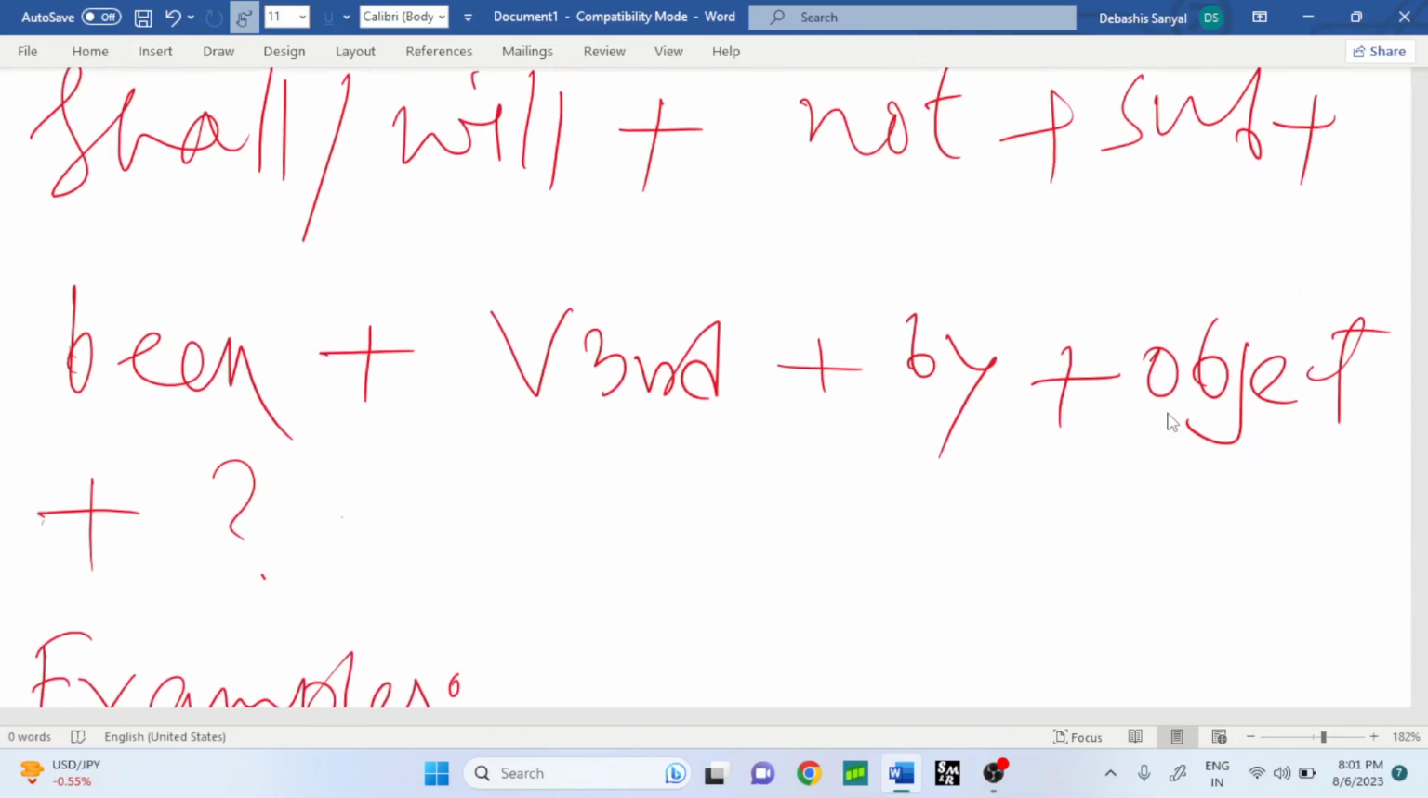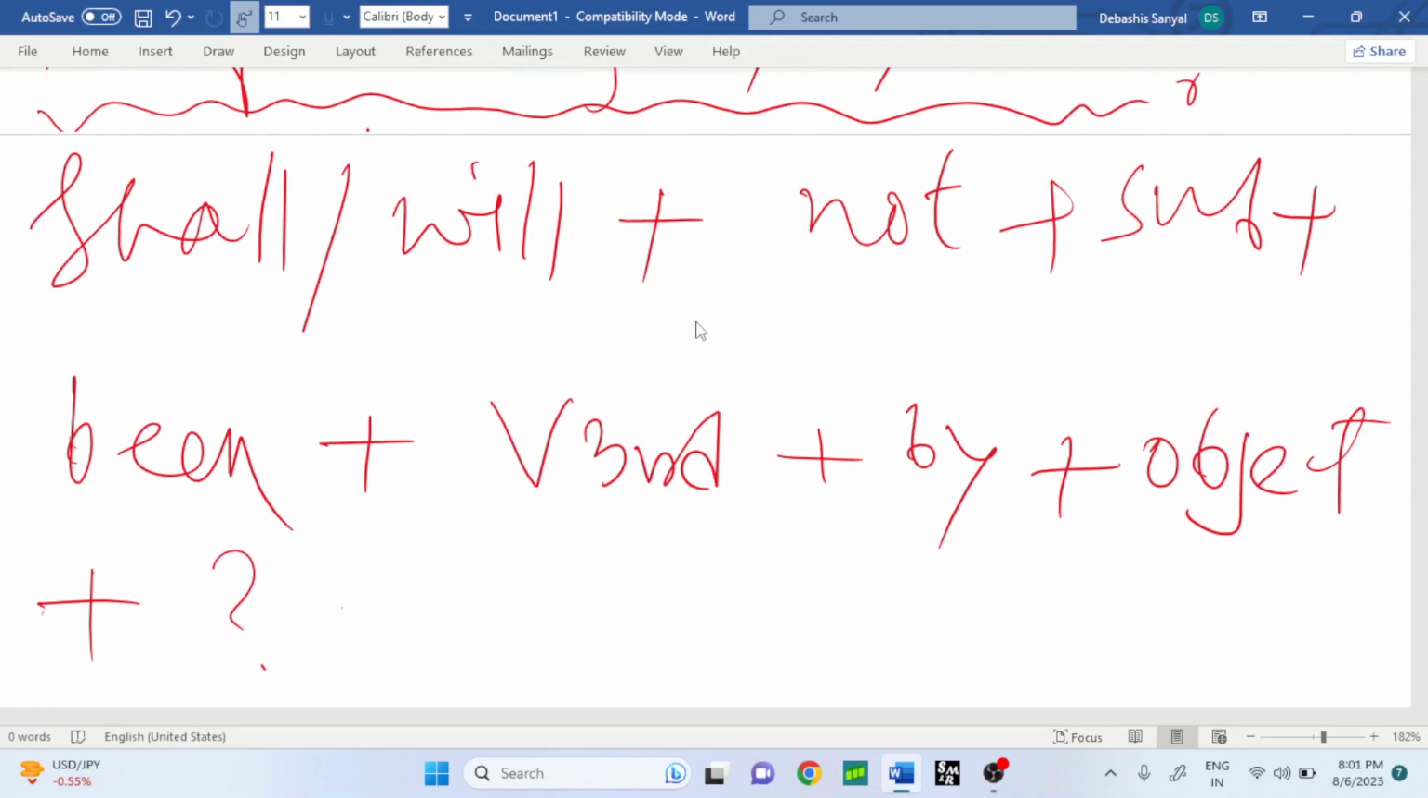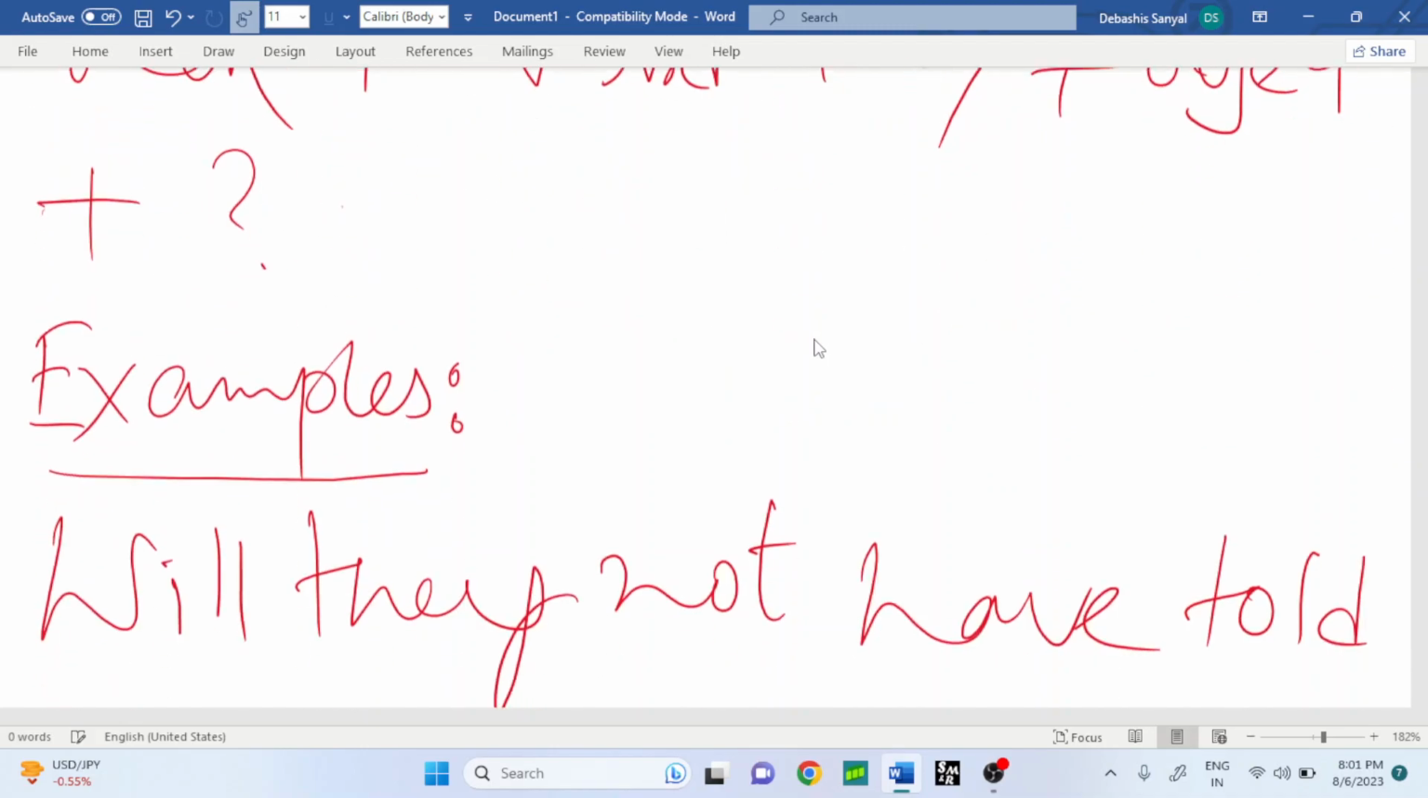Negative of yes-no type question. Shall or will, not, subject, have been, third form of the verb, by object. And at the end of the sentence there will be a question mark. Remember, if the subject is a noun, then not is used before the subject, and if the subject is a pronoun, then not is used after the subject.